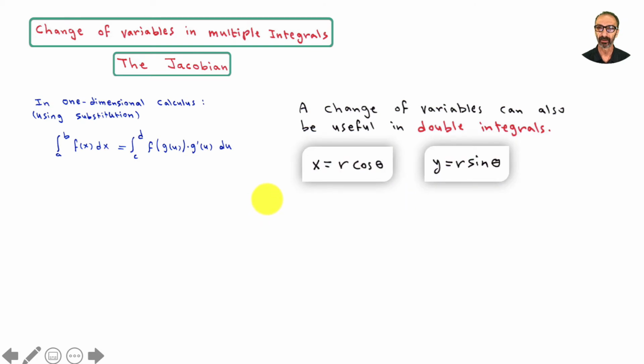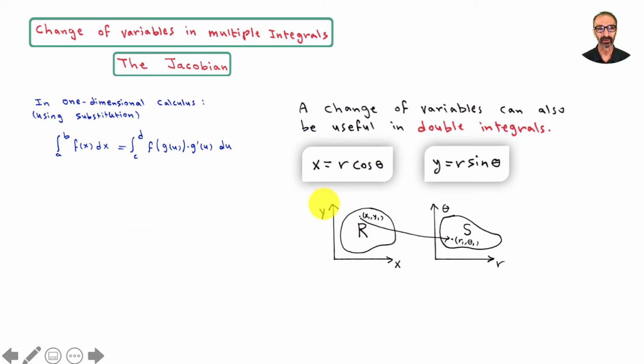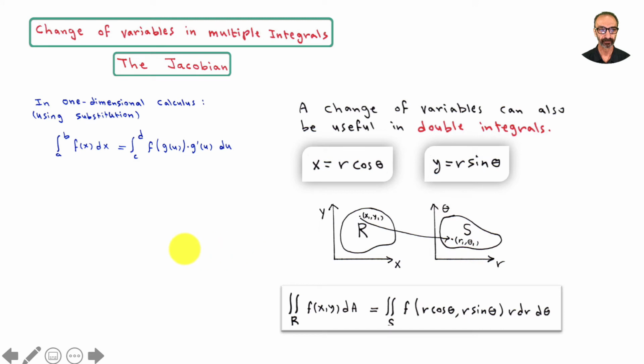One of the main ones that we use all the time is x equals r cosine theta and y equals r sine theta, which is called polar coordinates. So when we go from the x and y system to the r and theta system, we have the region R that gets mapped to the region S. Any point that is going xy will be imaged to r theta.